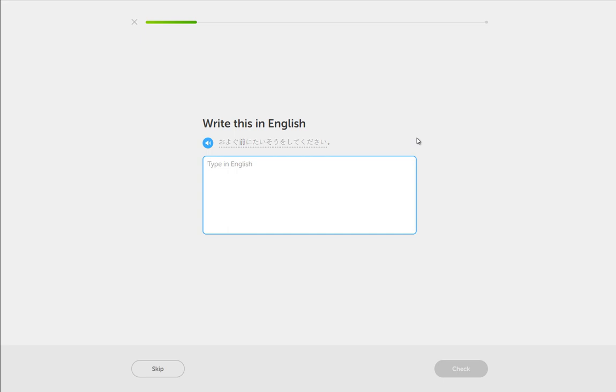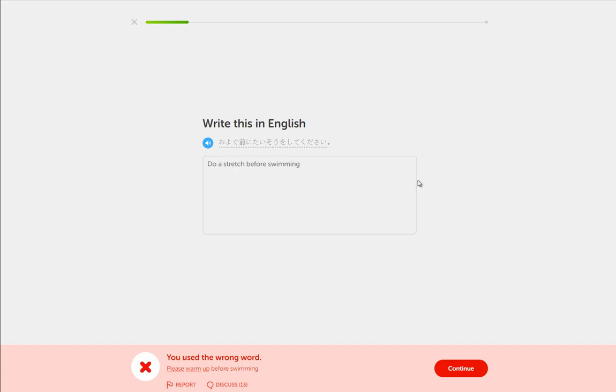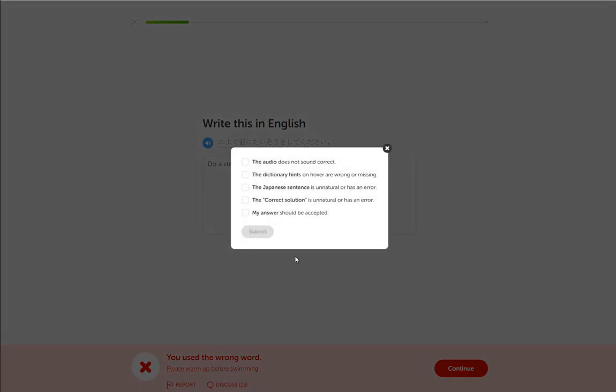Oyogu maeni taisou shite kudasai. It's really hard to read these without kanji. It's actually easier to read with kanji even if you don't know half of them. Having no spaces in kana is so difficult for someone who doesn't come from that part of the world like me. But we'll try anyway. So I guess it says do something before swimming, and taisou is gymnastics, but I would assume from the context that it actually means stretch. And we'll see. Swimming. And it says please warm up. I think that's almost the same, but the dictionary hints are definitely missing, so I'll report that.